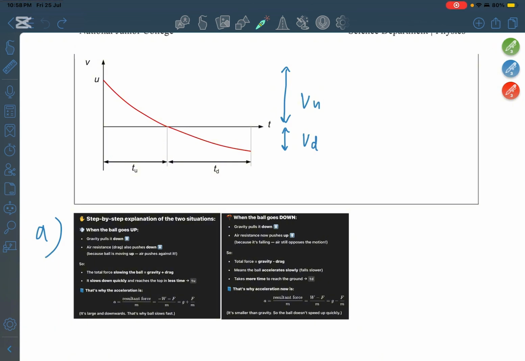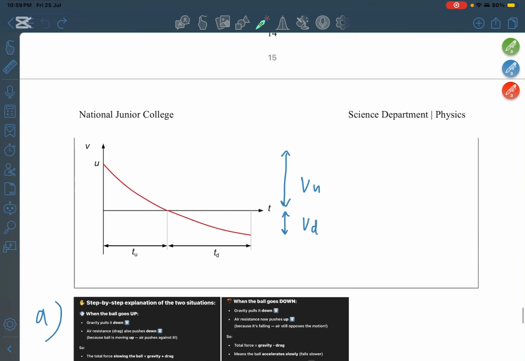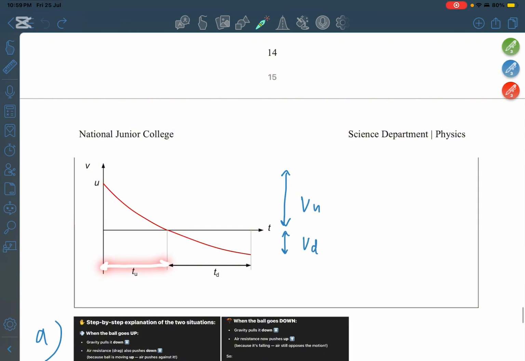That means it's going to take a very long time to reach the ground. And so t_D is bigger than t_U. That's why acceleration now, plugging in the formulas, W is opposite to drag force, and so drag force is just going to be a different sign. So yes, acceleration now is going to be smaller than gravity, and that means the ball doesn't speed up as quickly. Okay, so this is how they demonstrate that t_U is going to be shorter and t_D is going to be longer. It will take a longer time.